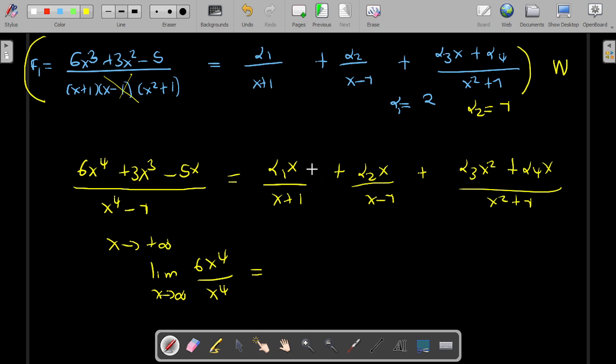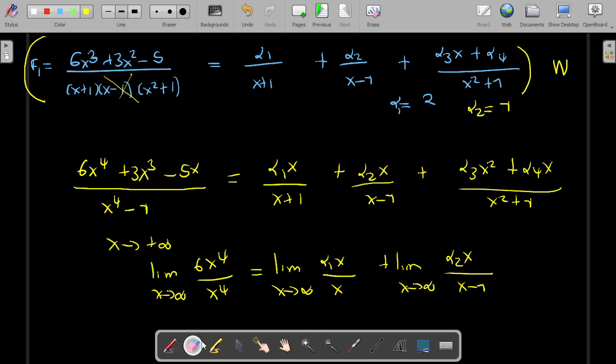Now, here we do the same. This is going to be the limit as x goes to infinity, because the limit of a sum is the limit of the individual terms in that particular sum. So here we should have alpha 1x divided by x, and then plus the limit as x goes to infinity of alpha 2x divided by x, not x minus 1, because we've taken the monomial with the highest degree.